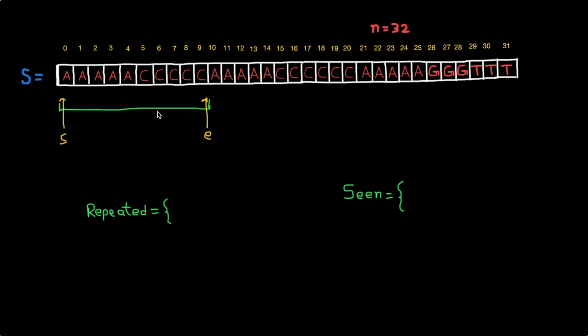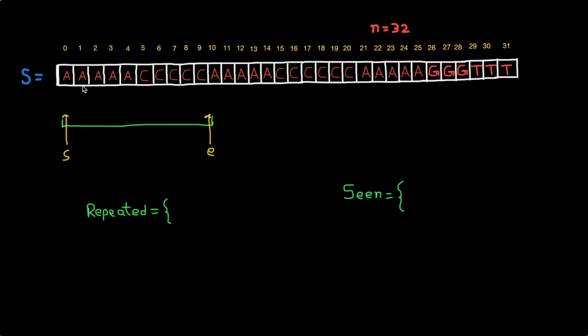And if it has not been visited yet, we'll put it in the seen hash set, so that next time whenever the same substring is encountered anywhere within the string, we'll see that it has already been visited since it is present in the seen hash set, so we'll put it in the repeated hash set. So finally, our repeated hash set will consist of all the substrings that are repeated. So let's understand this with an example.